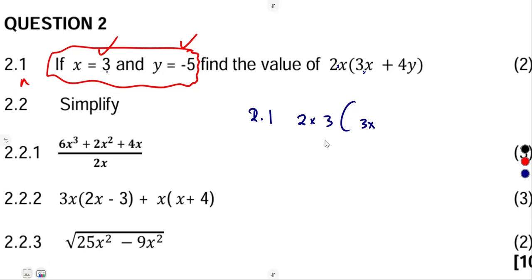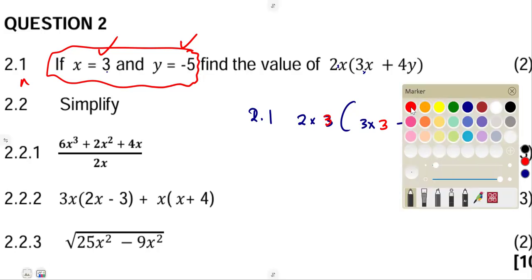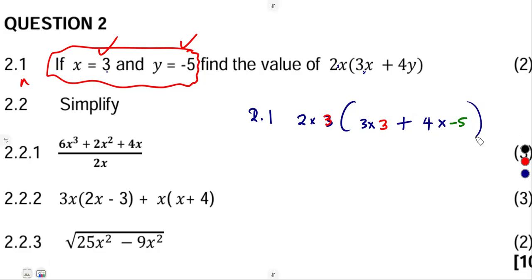Which is 3. Our x here is 3, our x here is 3, then plus 4 times the value of y in that case, and y is what? A -5. So that's 4 times the value of y, which is -5. So in this case, we have substituted the corresponding values for x and y. A product is just like that, you can even combine it like this. Okay, so let us simplify.